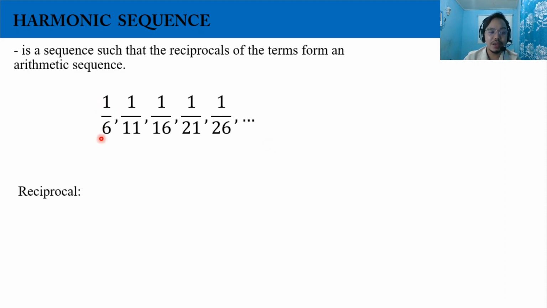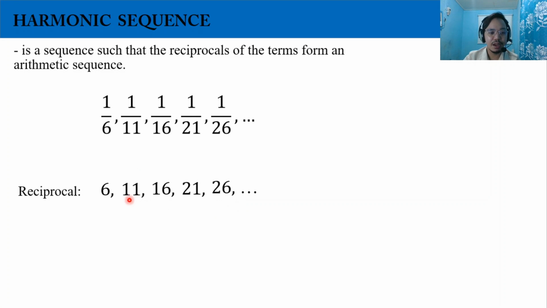1 over 6 becomes 6 over 1, or just simply 6. Then we have 11, 16, 21, 26, and so on. Then this should be an arithmetic sequence. So let's try that. The definition of an arithmetic sequence is associated with the common difference. To find the common difference, we subtract a previous term from a term. Let's say, for example, the second term will be subtracted by the first term, and that will be the difference.